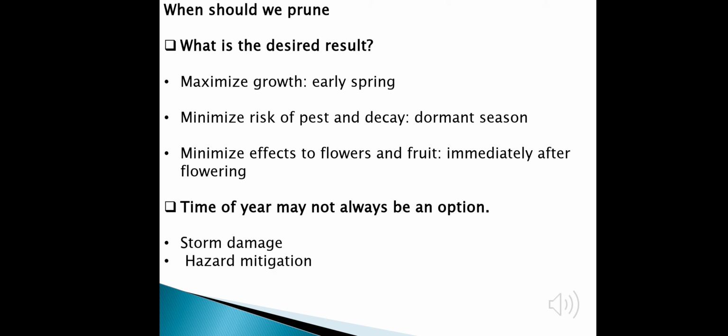Why should we prune? What is the desired result? Maximize growth in early spring, minimize the risk of pest and decay in the dormant season, minimize the effect to the flower and fruit by pruning immediately after flowering. The time of year may not always be an option. That is zone damage and hazard mitigation.